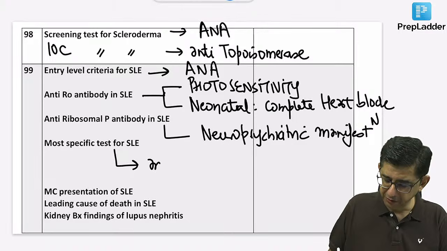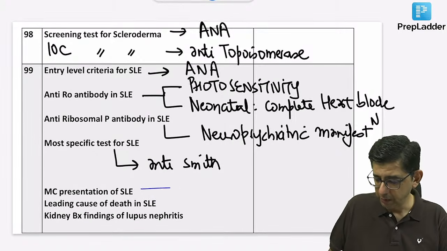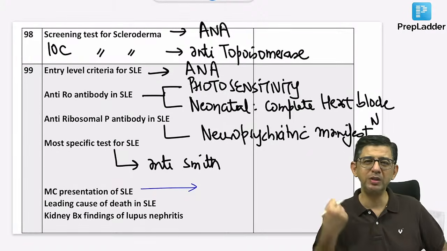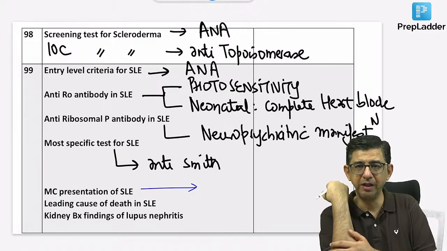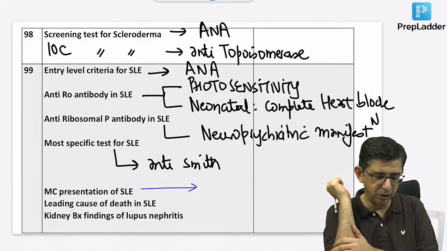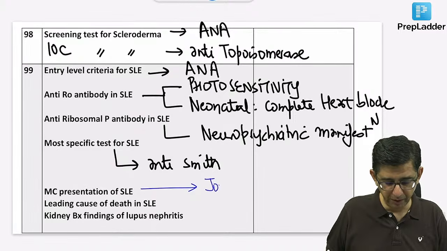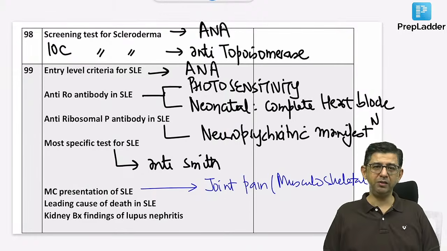The most specific test for diagnosis of this condition is anti-Smith antibody. The most common presentation was again asked, I think, in the recent NEET exam. So you guys can comment there: photosensitivity, joint pain, and lupus nephritis. Select one. What is the commonest presentation in this case? The answer would be joint pain. Yep, it is arthritis, it is joint pain, musculoskeletal complaints. The most common presentation of SLE should not be answered as lupus nephritis, although it is characteristic.